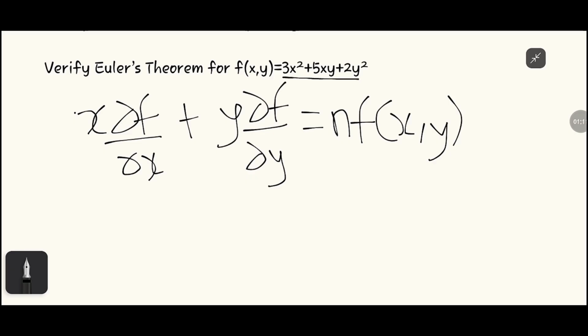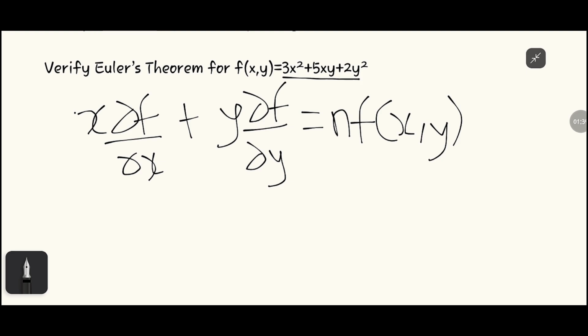Now if you look at this function, you observe that this is the function that we solved first for homogeneous functions. So we found the degree of the function to be 2. But if we didn't solve for this function, there's another way we can find the degree of the function without going through all the process of solving homogeneous functions.